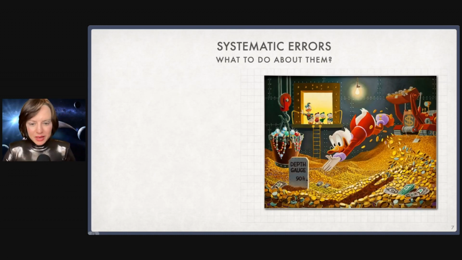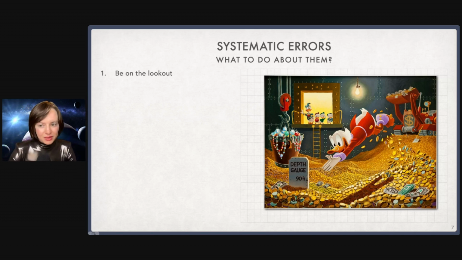So what do we do about systematic errors? And there's a reason for this image. Bear with me. So one, be on the lookout. Every data set we work with, say, what could be the systematic errors? Is there selection bias? Is there response bias? And so on. We try to minimize these errors the best that we can.